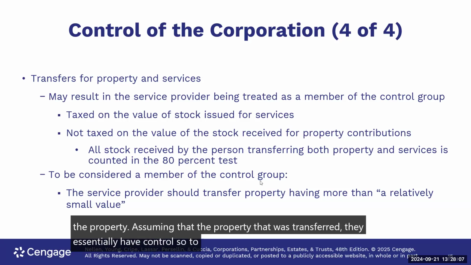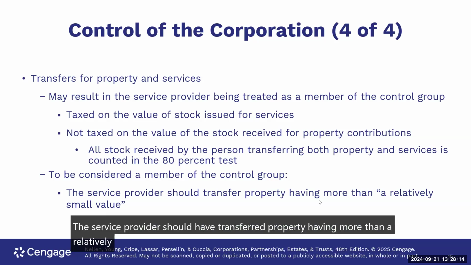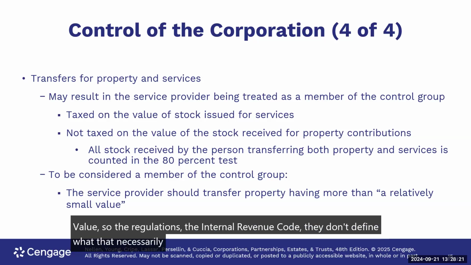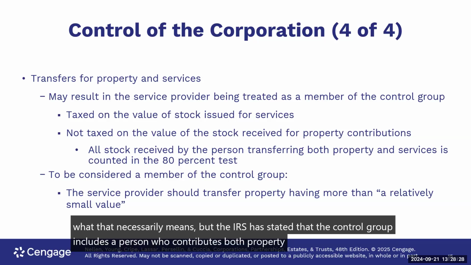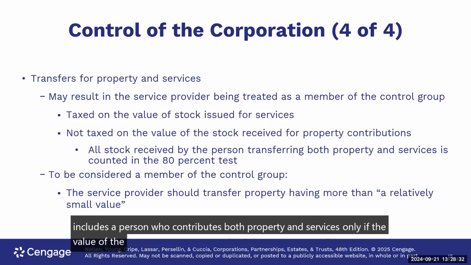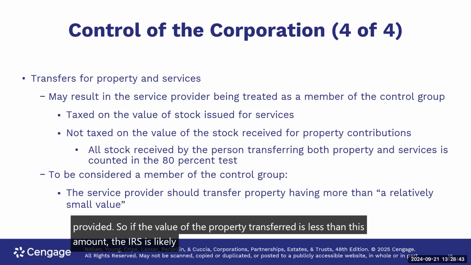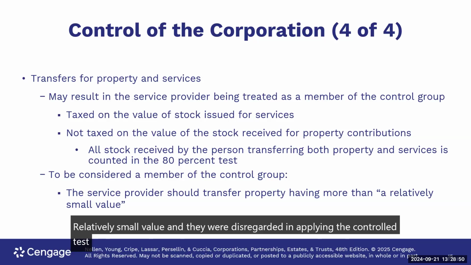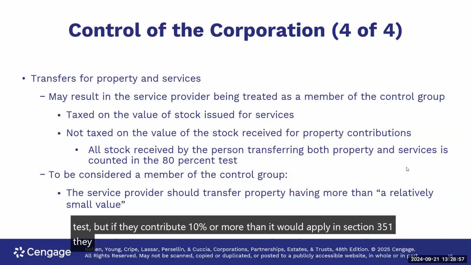So to be considered a member of the control group, the service provider should have transferred property having more than a relatively small value. The regulations and the Internal Revenue Code don't define what that necessarily means, but the IRS has stated that the control group includes a person who contributes both property and services only if the value of the property equals or exceeds 10% of the value of the services provided. So if the value of the property transferred is less than this amount, the IRS is likely to treat the property contributed as having a relatively small value, and they would disregard it in applying the control test. But if they contribute 10% or more, then it would apply in Section 351. They would be considered eligible.